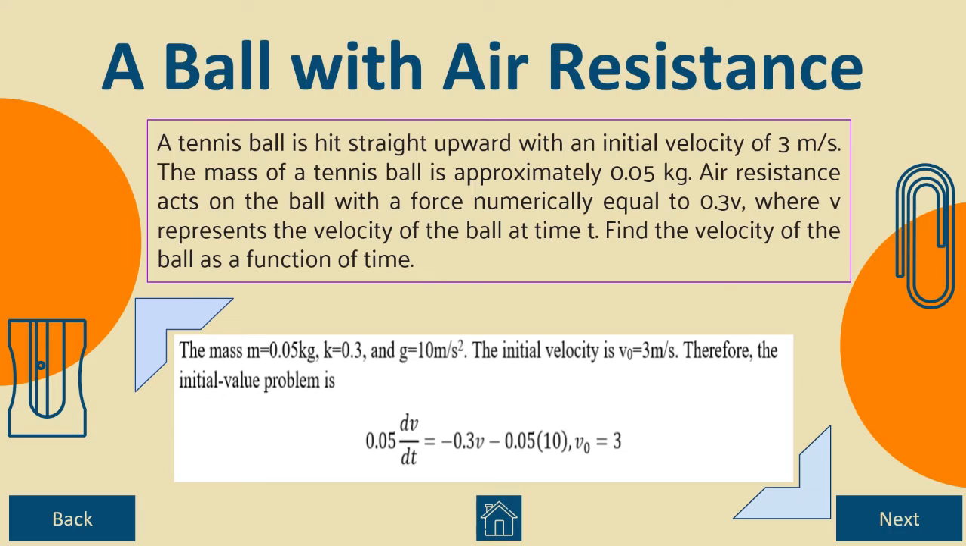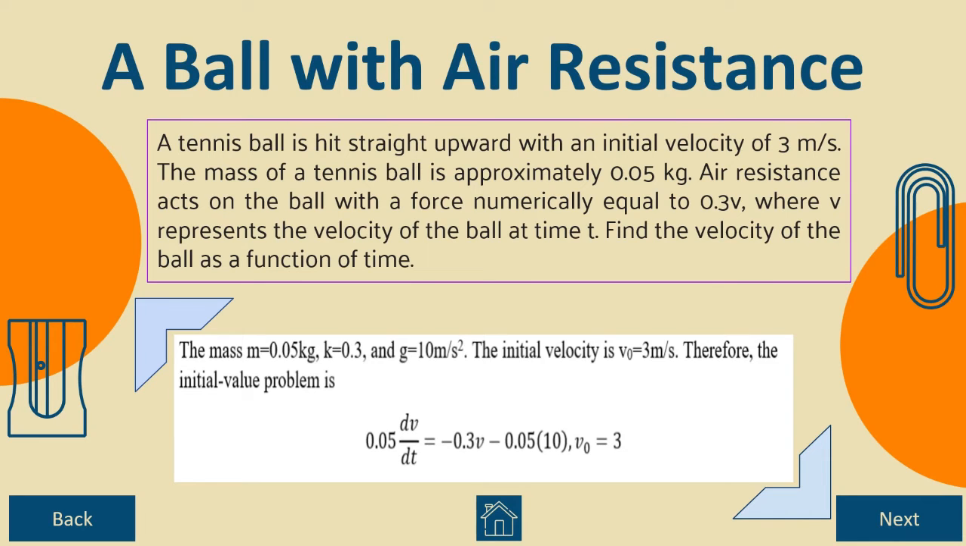Therefore, the initial value problem is 0.05 times dv/dt equals negative 0.3v minus 0.05 times 10. So that's all of my part, and I will pass to my partner to continue it.